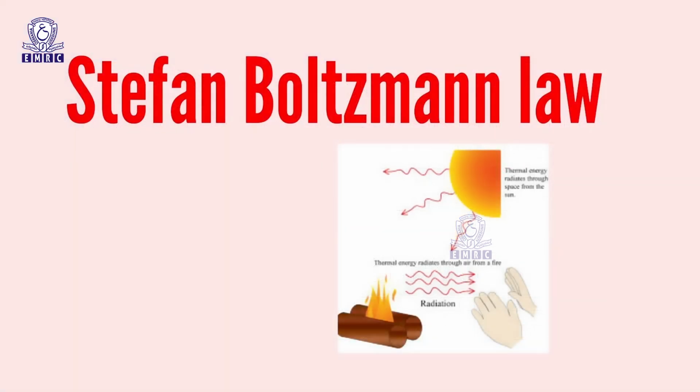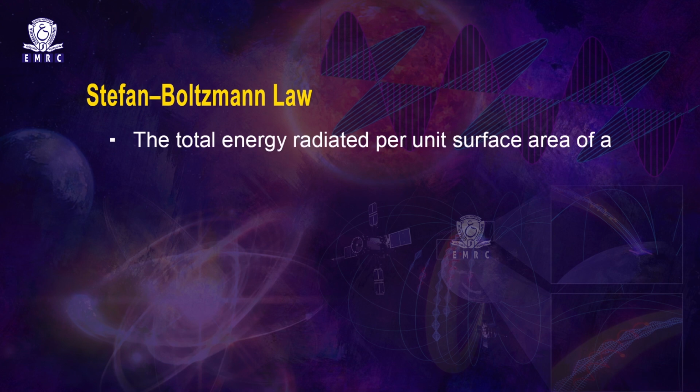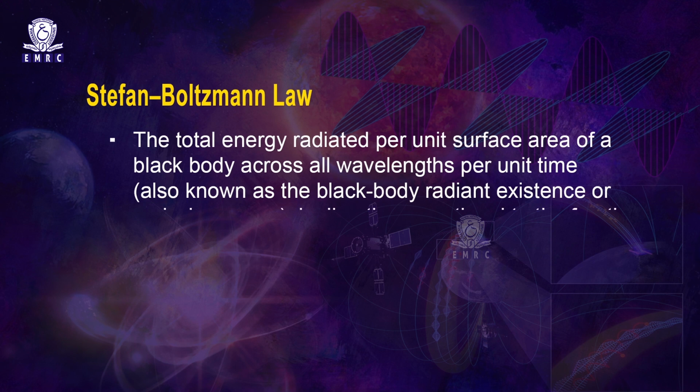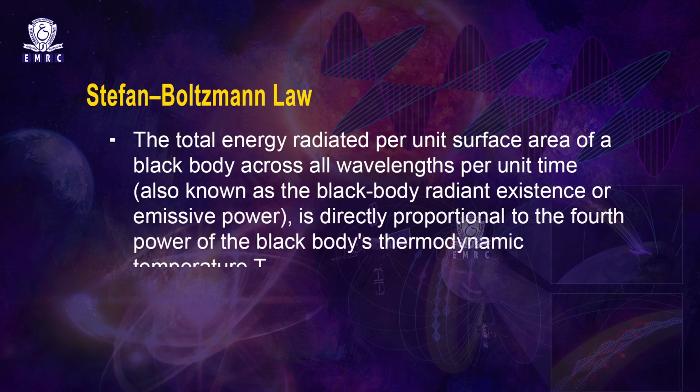terms of its temperature. Specifically, the Stefan-Boltzmann law states that the total energy radiated per unit surface area of a black body across all wavelengths per unit time, also known as black body radiant existence or emissive power, is directly proportional to the fourth power of the black body's thermodynamic temperature, T.